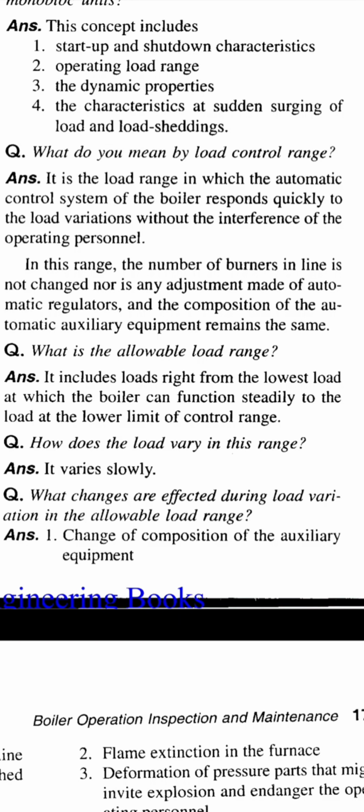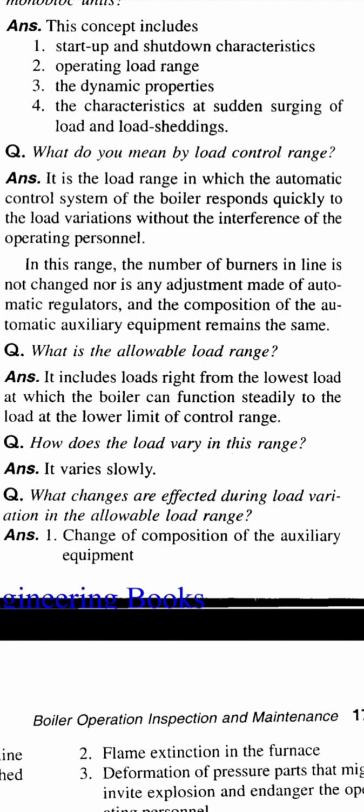Answer, it is the load range in which the automatic control system of the boiler responds quickly to the load variations without the interference of the operating personnel. In this range, the number of burners in line is not changed, nor is any adjustment made of automatic regulators, and the composition of automatic auxiliary equipment remains the same.